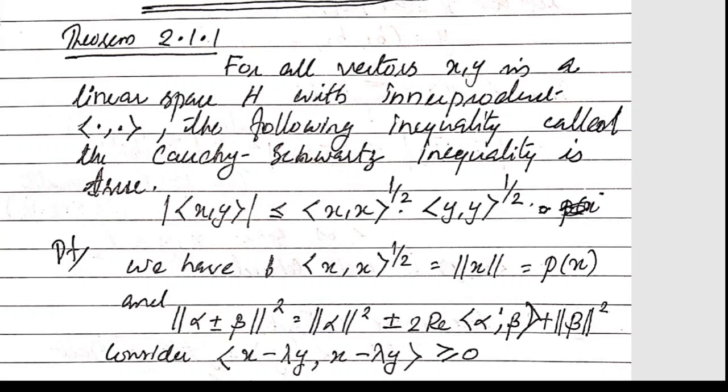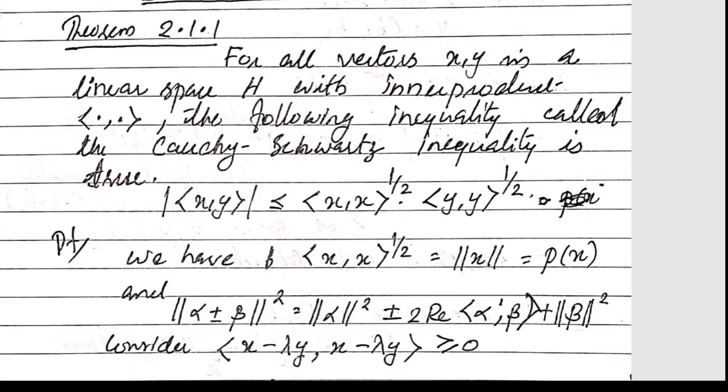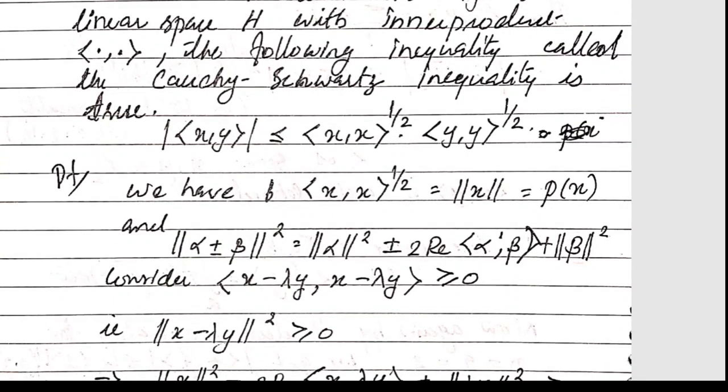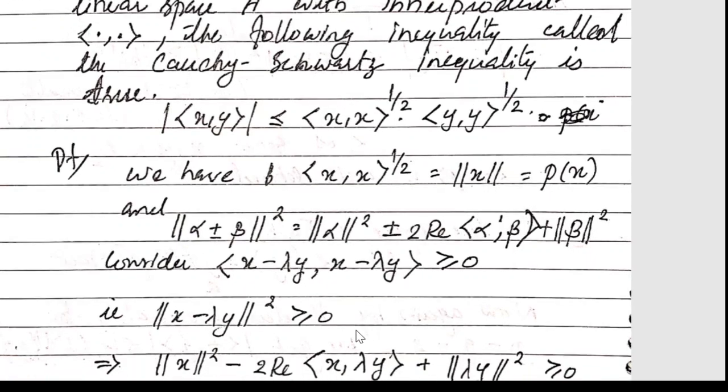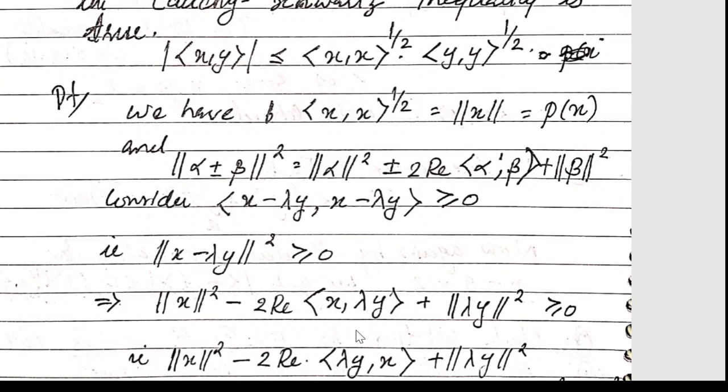Now consider an element x minus lambda y and take its inner product with itself. This inner product of x minus lambda y with x minus lambda y is always greater than or equal to 0. That is, you get the norm of x minus lambda y squared, so the norm of x minus lambda y squared is greater than or equal to 0. Now expanding this using the square identity, we will get norm x squared minus, since it is a minus sign, 2 times the real part of the inner product of x with lambda y, plus norm of lambda y squared.